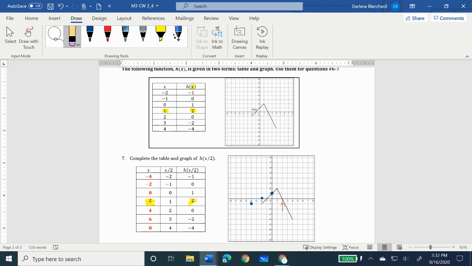But ultimately, that x over 2 isn't seen on the graph. I only see that 2 came in and 2 comes out. And very importantly, I want you to notice that this is coming from this point right here, where the graph peaks.